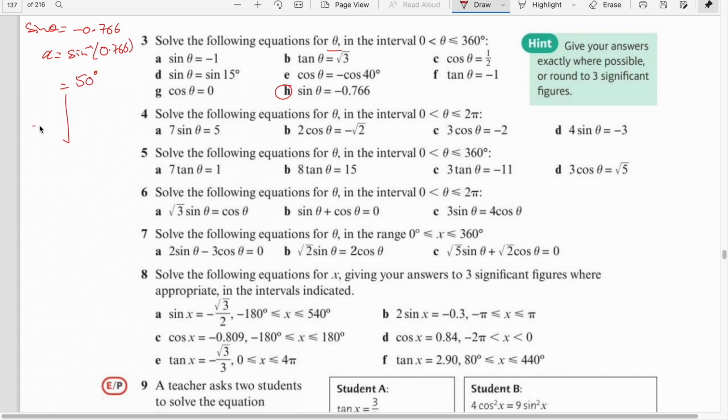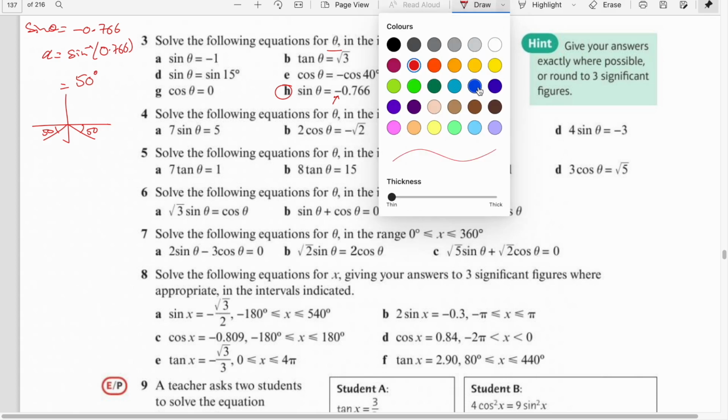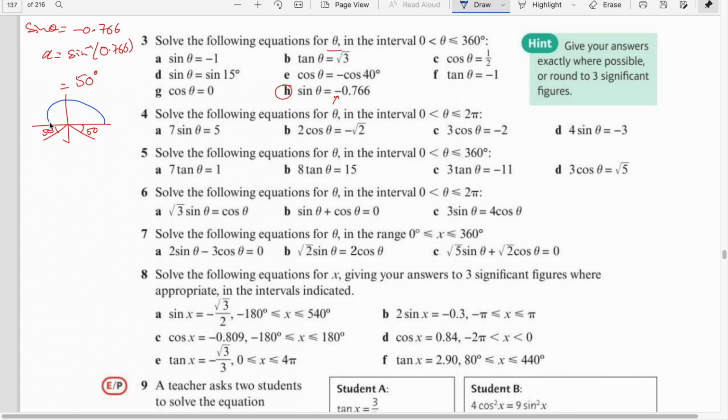Now 50 degrees, but I know that it was negative. Sine theta equals a negative value, so it should be in the third and fourth quadrant. So this right here is 50 and this is 50. So our first angle is this complete line, which is 180 plus 50, giving us 230. So the first angle is 230, and the second is 50 less than 360, so that is 310.